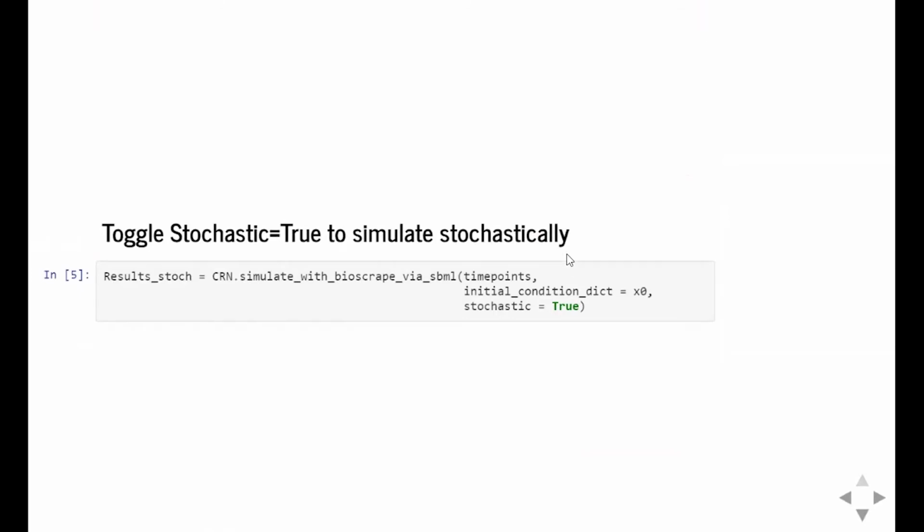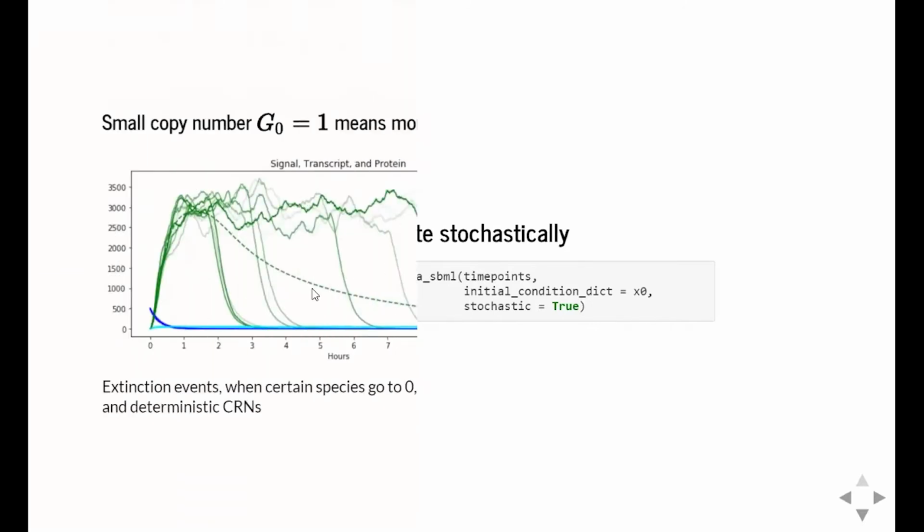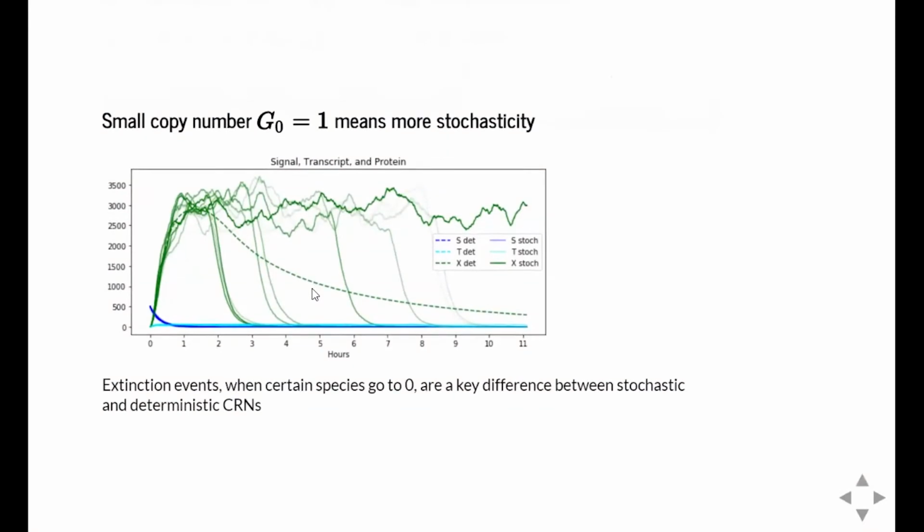Right here, you'll see that I just changed one little keyword, stochastic true, and I get a set of stochastic results, which are still a pandas dataframe and look exactly like my deterministic results, except that they're the output of a stochastic simulation. So it's very easy using Bioscrape to do stochastic simulation using the same model. And here's what these results might look like.